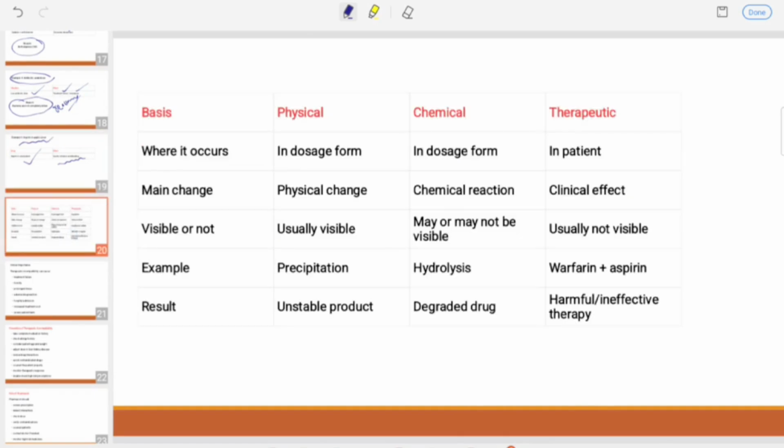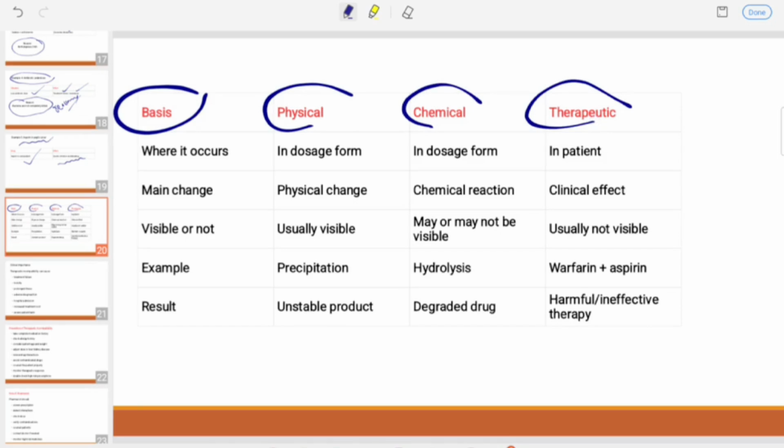So here is the table, in which the first column is the basis, then physical, chemical and therapeutic. This table is useful for differentiating between physical, chemical as well as therapeutic incompatibility. When does it occur? Physical in the dosage form itself, chemical in the dosage form, that is before consumption of the drug by the patient. Then therapeutic specially takes place when the drug is administered to the patient.